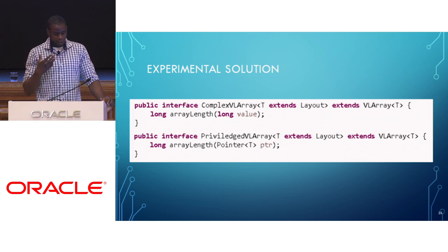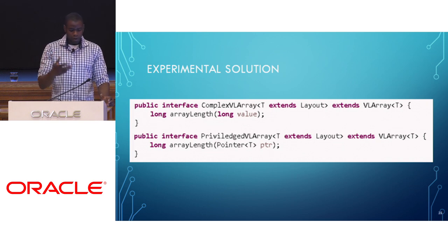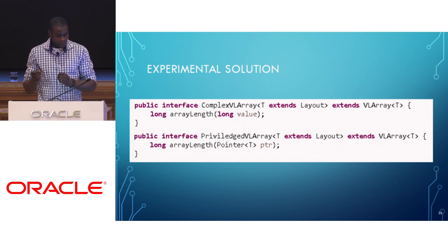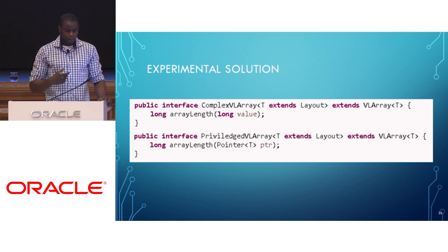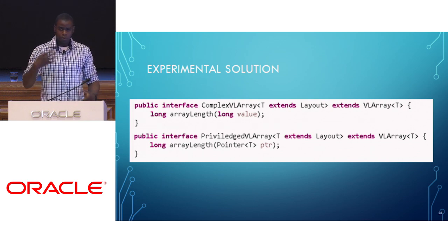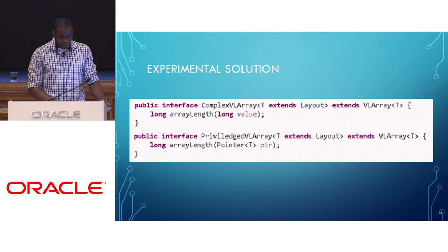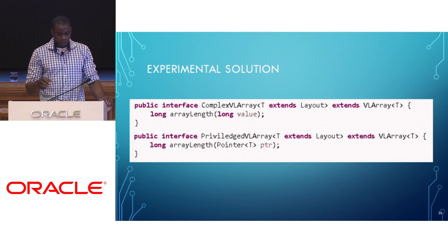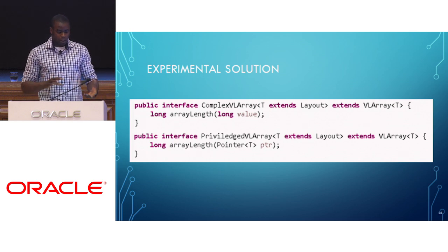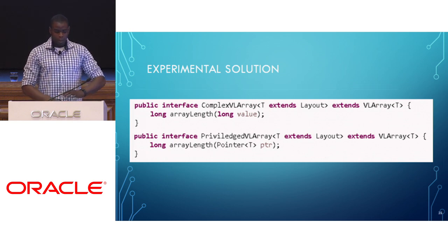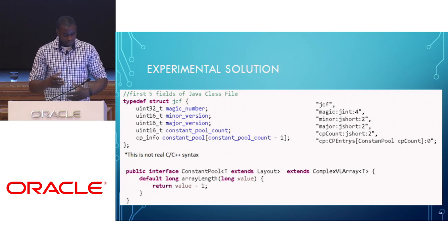Basically, you would implement either a complex variable length array or a privileged one. The only difference is that the complex one takes in the value of a member, and the privileged one takes the pointer of the layout. What this would let you do is implement this function and describe how to determine the length of the array. And then the layout runtime picks this up and just does the right thing.